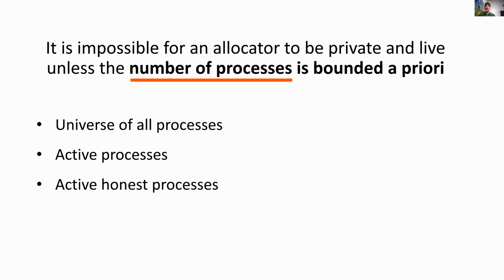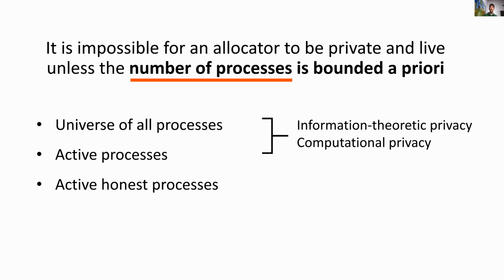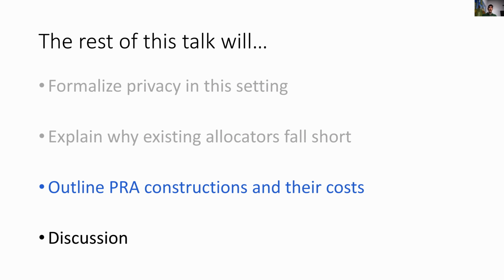Now, what we find is that in the first two cases, we can achieve information-theoretic or computational privacy. So the distributions of the allocations in the two universes that I was showing you earlier are going to be either statistically or computationally indistinguishable. And in the last case, we show that you cannot achieve cryptographic privacy, but we can at least guarantee differential privacy, meaning that the difference between the two distributions is going to be bounded. So with this in mind, we can discuss a few simple allocators that guarantee privacy under the assumption that we have some of these bounds.